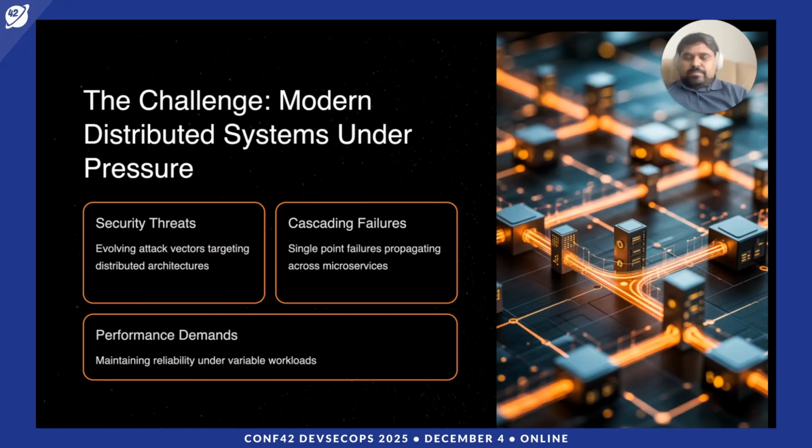Cascading failures. Single point failures don't stay isolated anymore. They propagate across microservices: database connection pool exhaustion, memory leaks in dependent services, and ultimately your entire platform cascades. The domino effect: say service A fails, service B times out, and due to this, service C retries aggressively, which causes resource starvation, and the entire system will collapse.